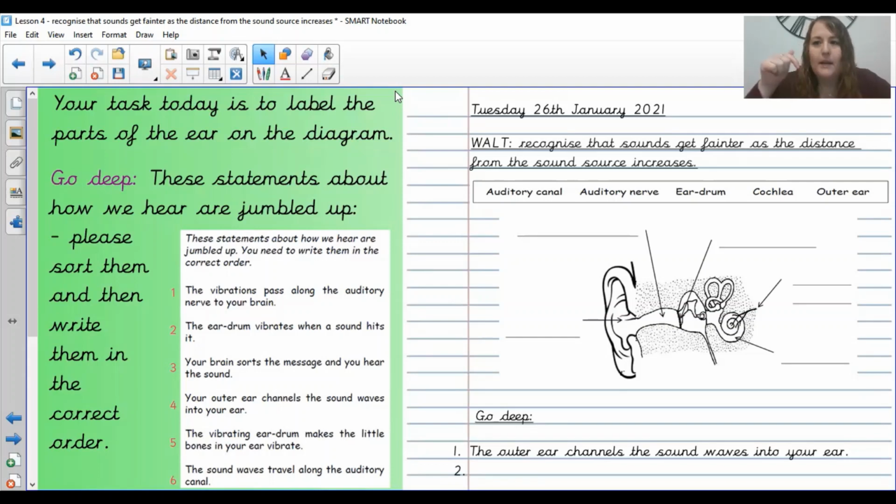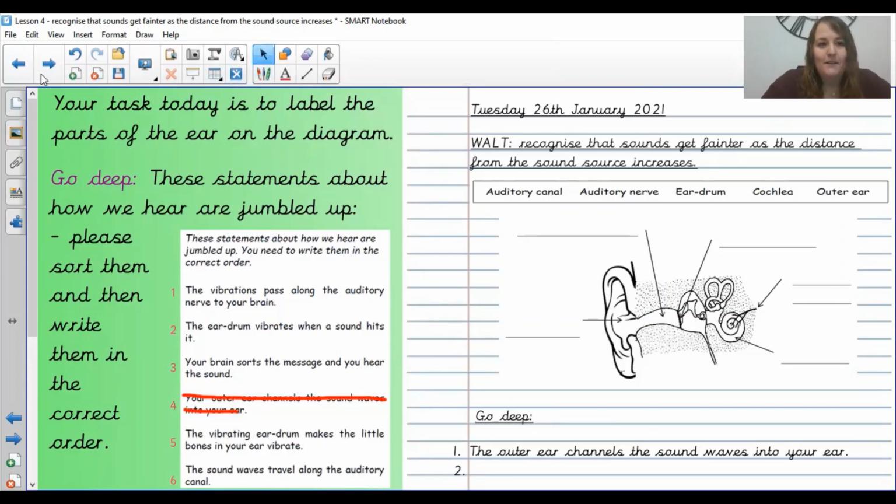So you can see on my piece of paper just here that I've started the first one for you. So number 1 should be the outer ear channels the sound waves to your ear. So that should be number 1, which was actually number 4 over here. So now I've answered that one, I can cross out number 4 because I've done that one and then find out which one the next one is.